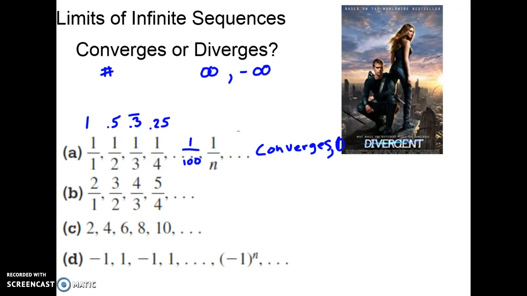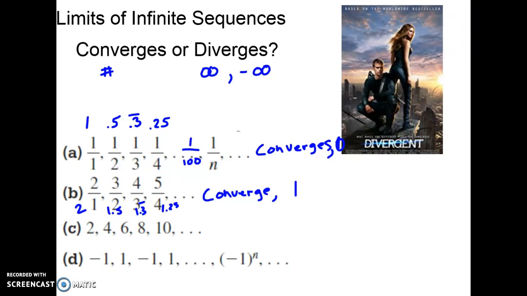And then for B, you can see 2 divided by 1, that'd be 2. 3 divided by 2, this would be 1.5, and this would be 1.3 repeating. This would be 1.25, and then you can see how if we were to keep going in B, this is not going to go to positive infinity or negative infinity. This is going to converge to 1. Okay, so it's going to get very close to 1, but it's never going to get there.